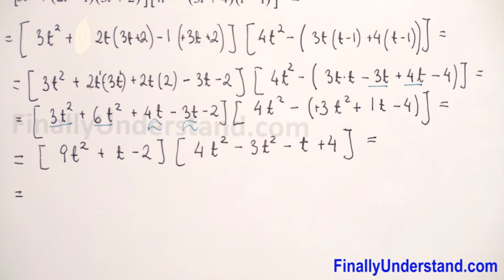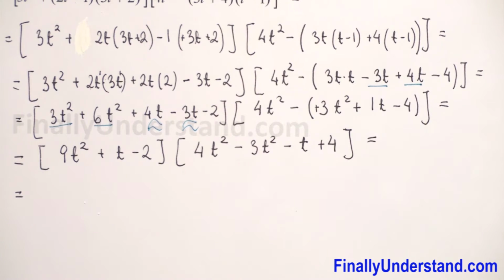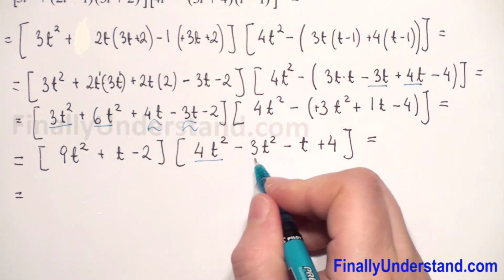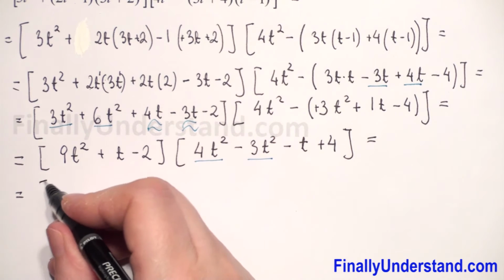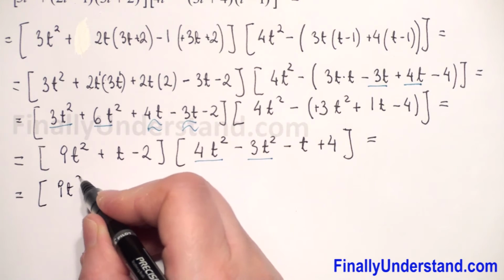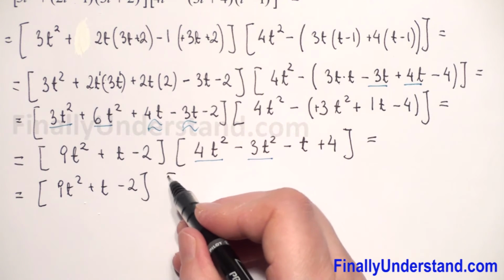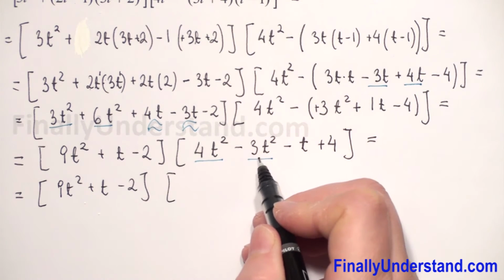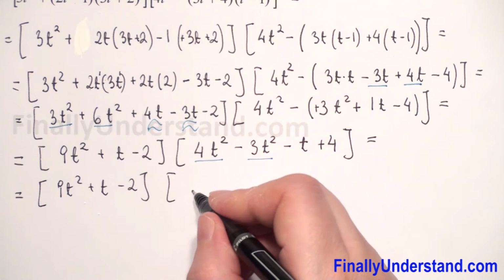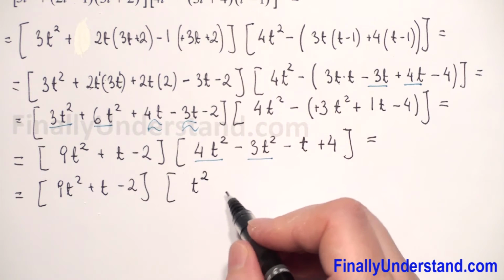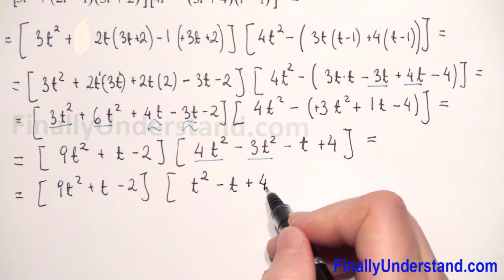And now we can combine the like terms in the second brackets. We have 4t squared and negative 3t squared. First brackets we will copy. And we will have 4t squared minus 3t squared. So 4 minus 3 is 1. We don't have to write 1, so we have only t squared minus t plus 4.